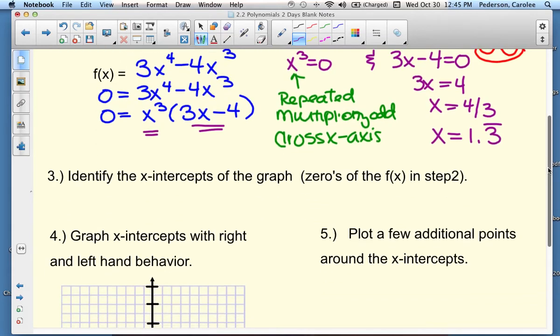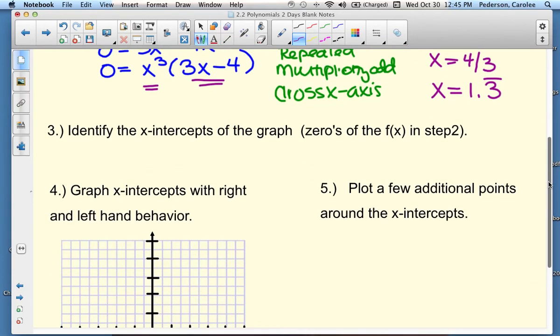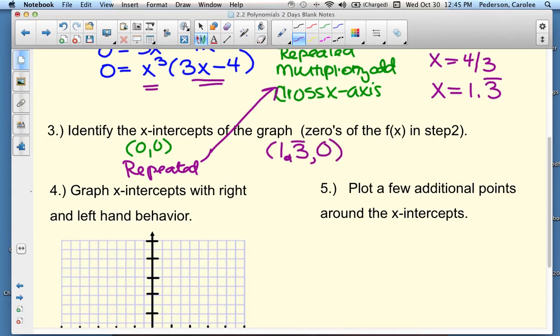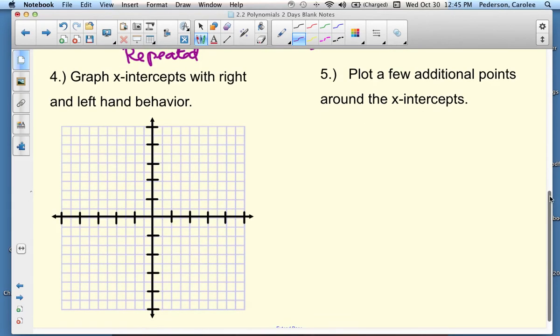Identify our x-intercepts next in step 3. So we found an x-intercept at 0, 0. That one was where the repeated zero happened. The multiplicity was odd, so it crosses the x-axis. The other x-intercept is at 1.3, 0. Step 4 is to graph those x-intercepts.